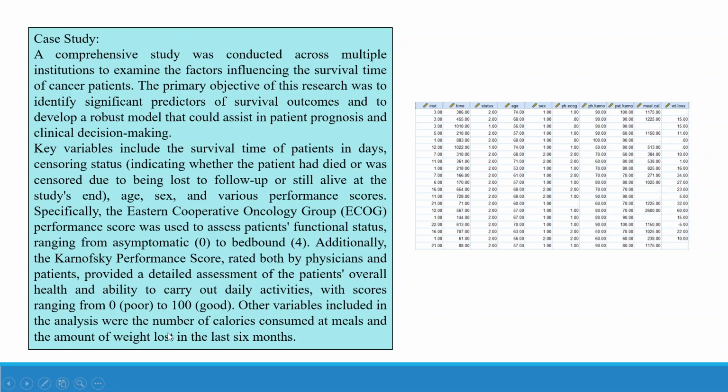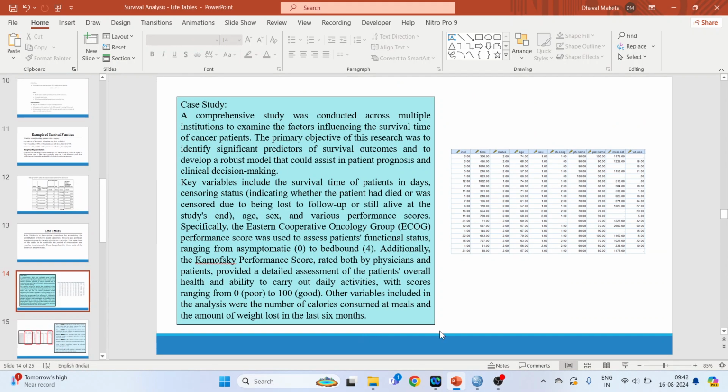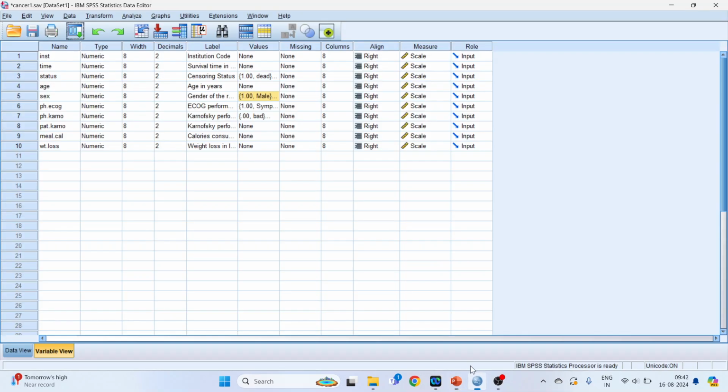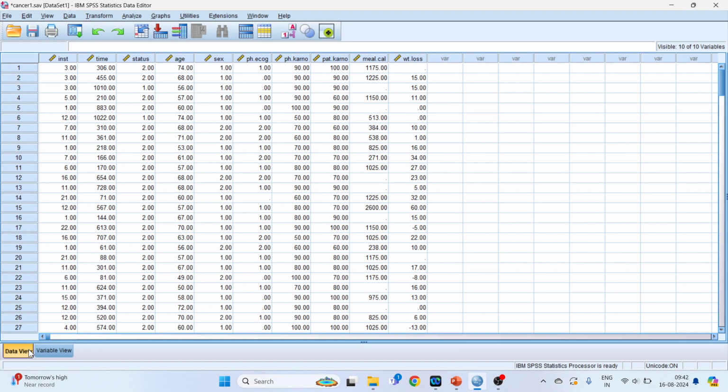Other variables included in the analysis were the number of calories consumed at meals, this one, and the amount of weight lost in the last 6 months. So let's see how we can do this in SPSS. We will go to the data view. This is the same data set, the variable view.